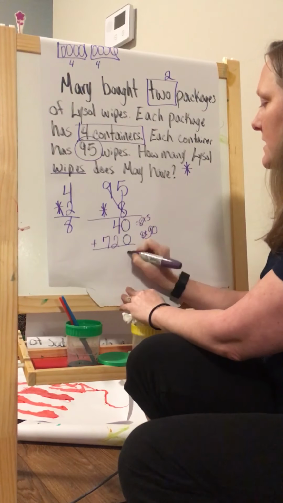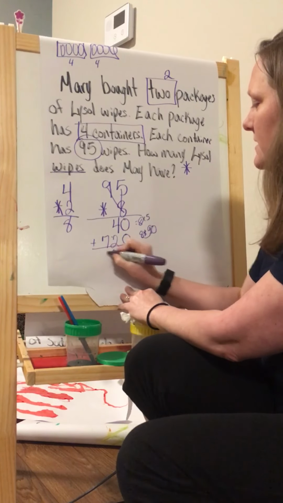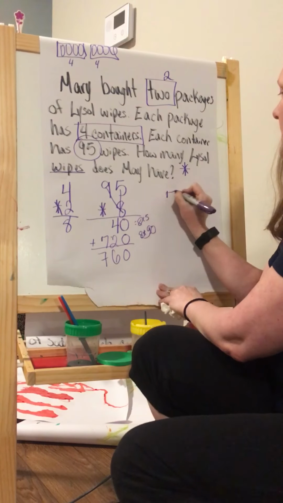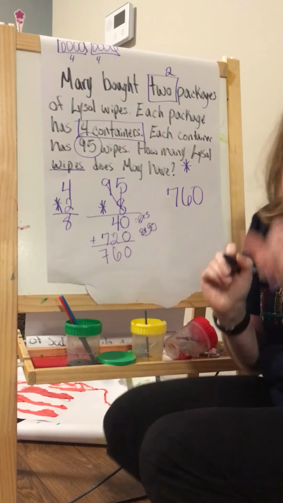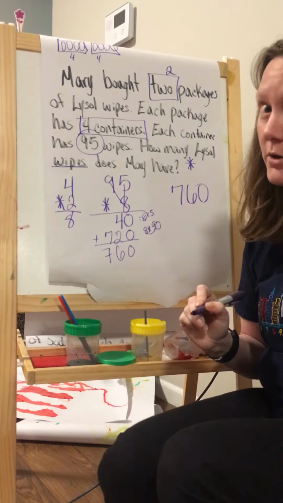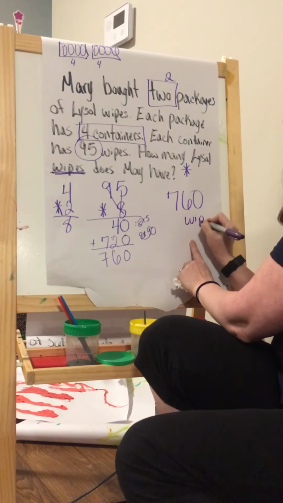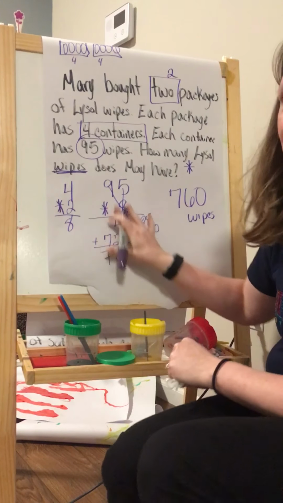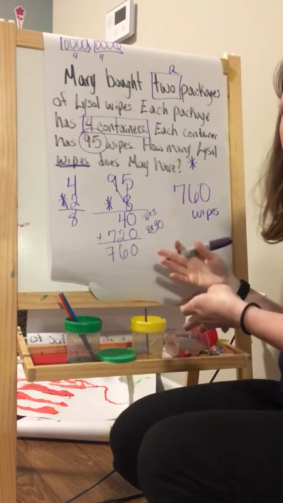I'm going to add these together. 4, 5, 6, 7. So I have 760, but is that my answer? No, it is not, because I have to put my tag on there, wipes. While the math would be correct, technically the answer would be wrong if you didn't have wipes.